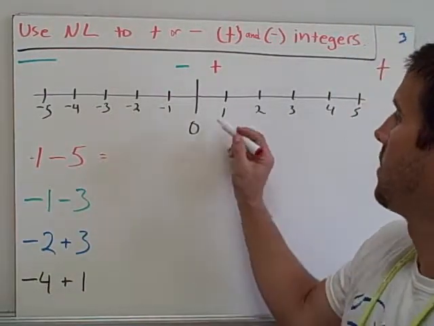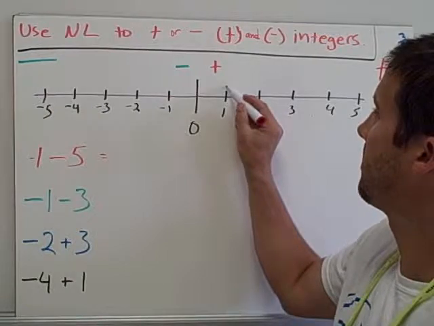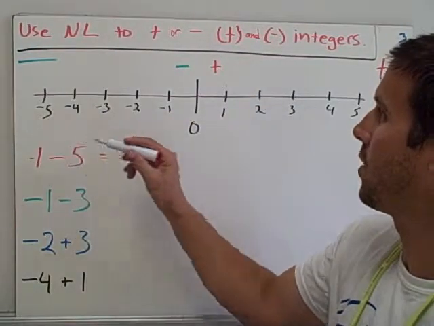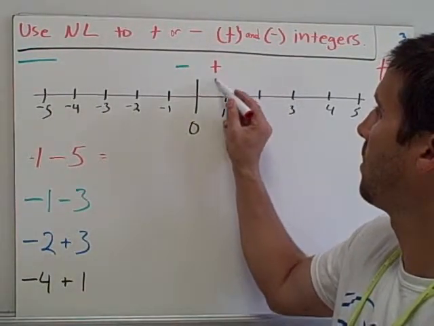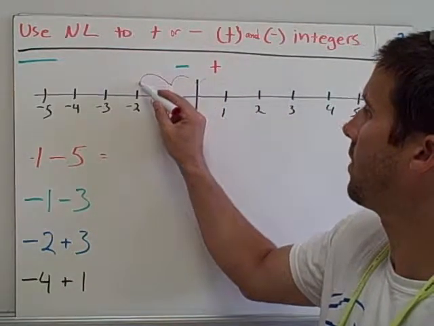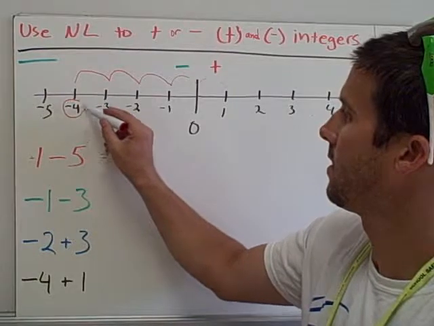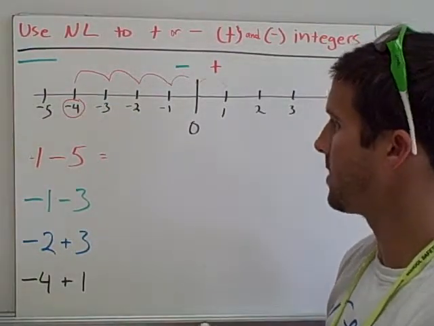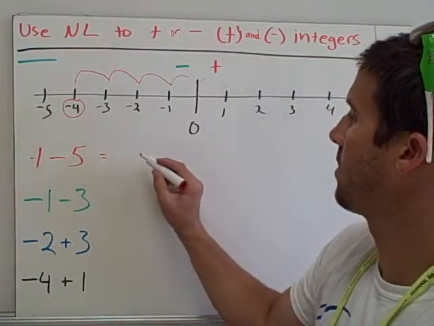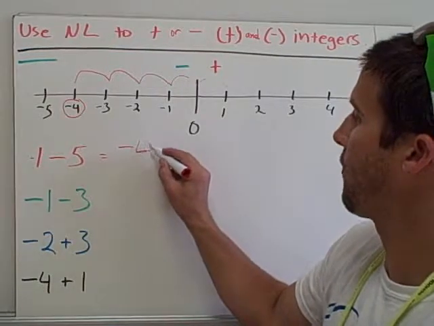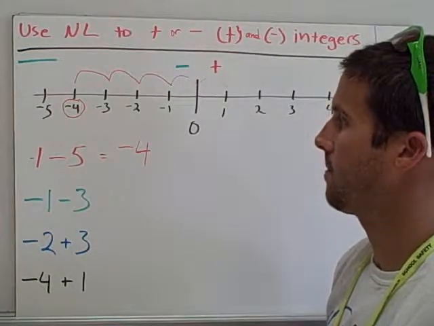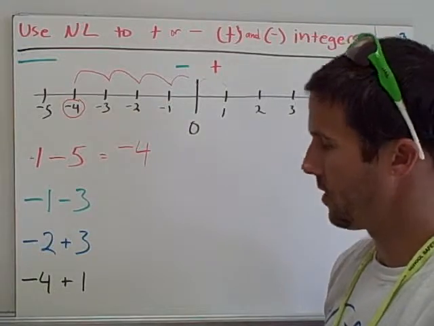All right? So we're going to start off at 1, and we're going to go toward the negative side 5 times. 1, 2, 3, 4, and 5. Since I went back 5 spaces, my answer to the first one is -4. Okay? Let's do the next one.